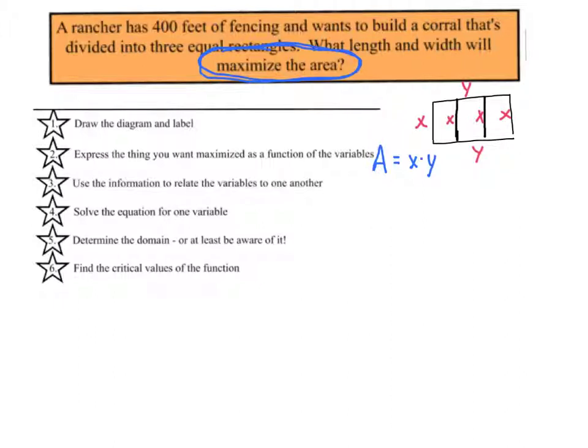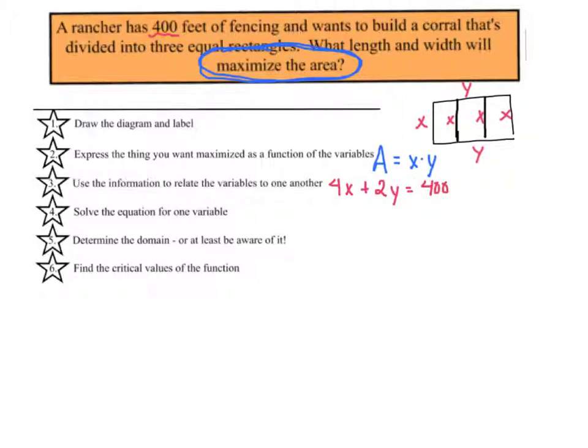Now, the next step, number 3, says use the information to relate the variables to one another. So now we've got to use what else we were given. We were given 400 feet of fencing. Okay, we were told that. So that's how much fencing we have. So if we were to add up all of the fencing we used, we should get 400. Okay, so 4 x's and 2 y's should be equal to 400.